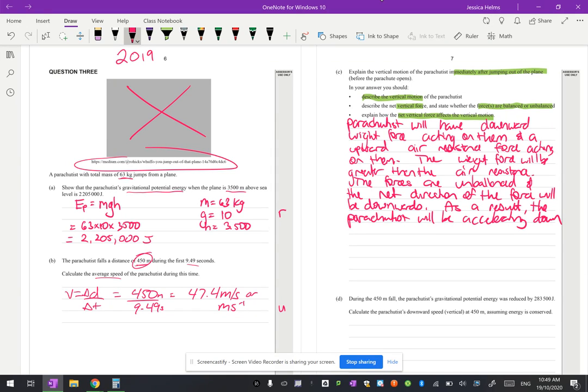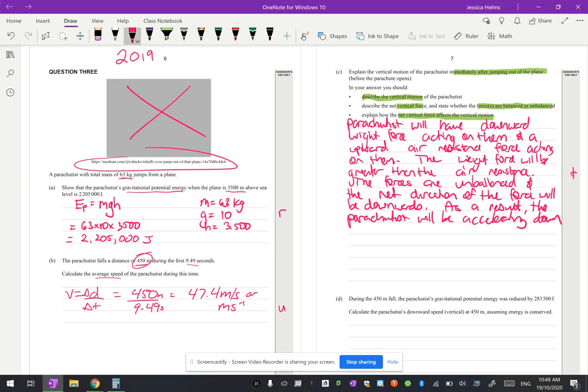So that is an excellent answer. For an achieved, you can basically identify the two forces. So acknowledge that there's the downwards weight force and the upwards air resistance force. That will give you a U, or be able to describe what net force is. So the two working together, which one's balancing which one out. Or by saying that the forces are unbalanced or that they're accelerating.